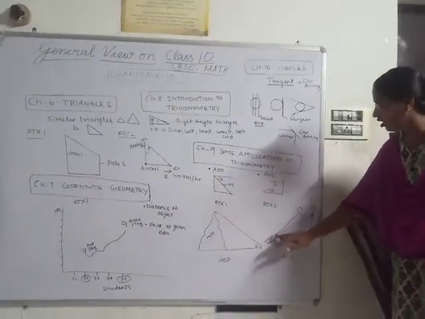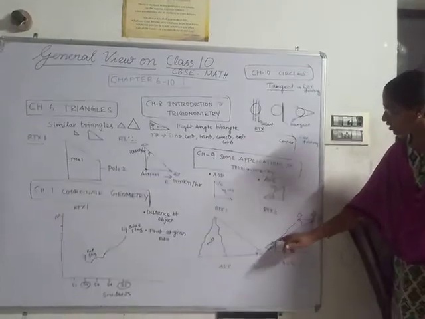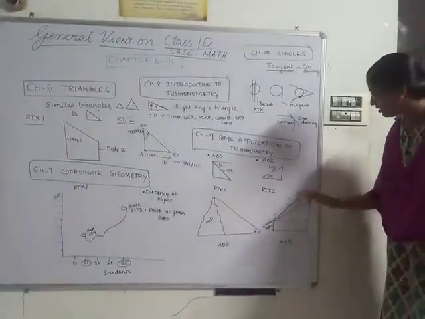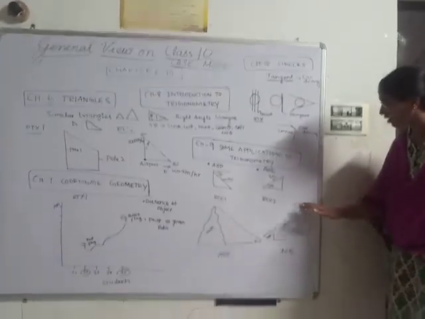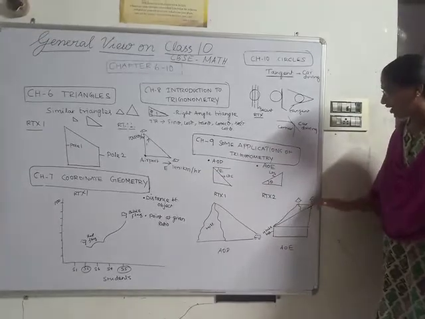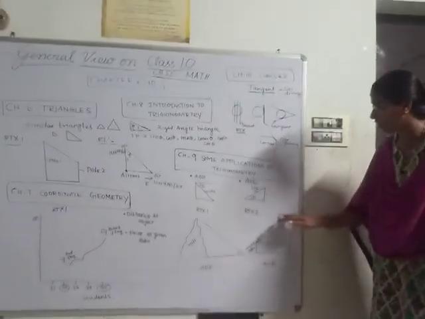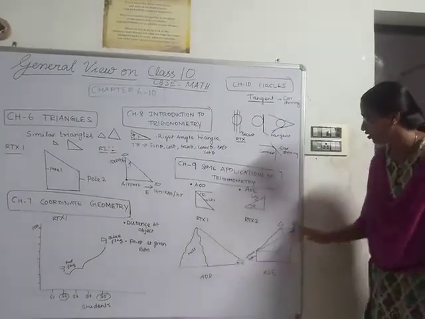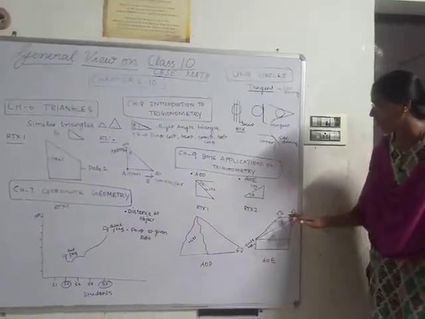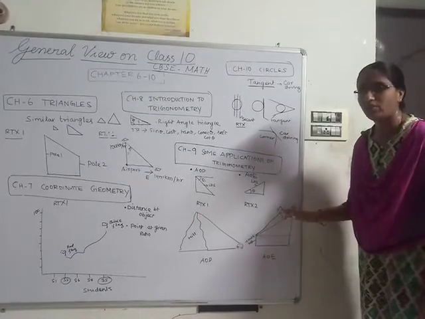And like that, you are on the house top. Then you are seeing two kites at the same height but at different distances. This kite is nearer to you, this kite is far away from you. So if you want to find the distance between the kites, you can find it by using this concept.